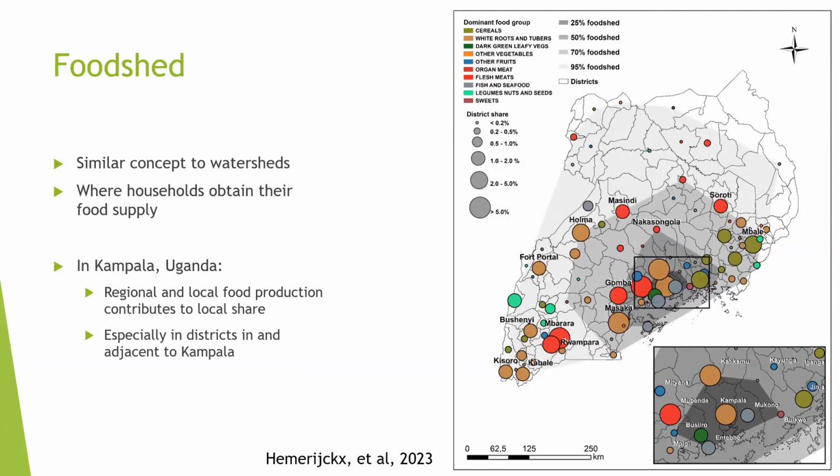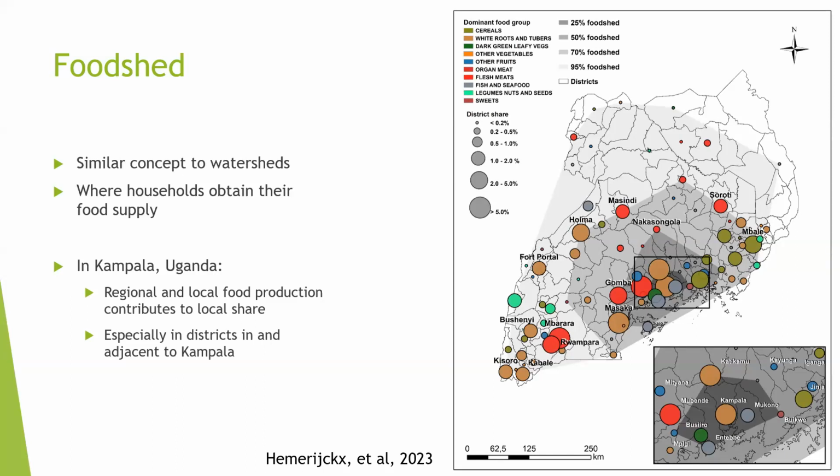Now we're going to dive a little bit deeper into more of the food environment, namely agriculture. I like this map that one of my colleagues produced for a project in Uganda. Here we're looking at food sheds. The concept of a food shed is very similar to what we see as watersheds. And here we're looking at where households obtain their food supply. This is through household data and looking at retail data of where retailers obtain their food supply.